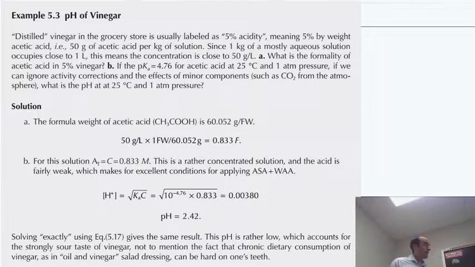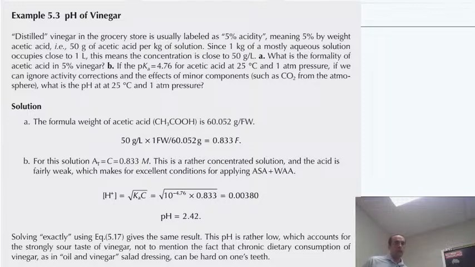Solution to part A is fairly simple. We have to add up the molecular weight for acetic acid at 60 grams per mole. Then take that 50 grams per liter and divide by that molecular weight, and we get 0.833 formula weight, or F, so moles per liter of that original molecule.